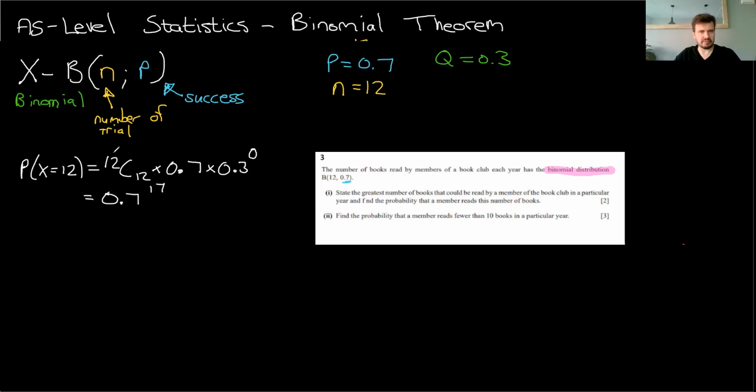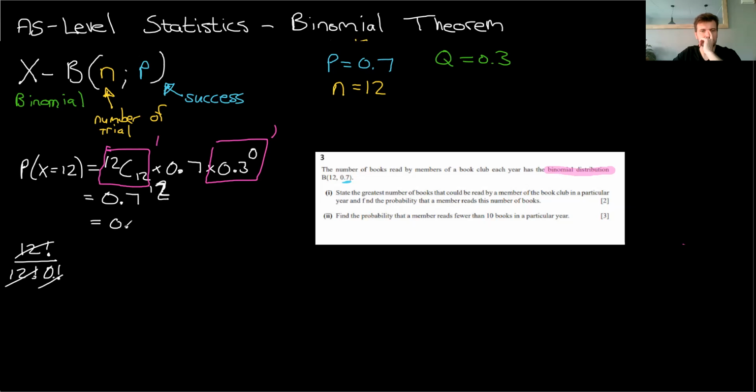Remember from the last question, this 12 choose 12, when you put that in your calculator, it becomes 1, because it's 12 factorial over 12 factorial times 0 factorial, since 12 minus 12 is 0. We know that 0 factorial is 1, so this all cancels to 1. The things that I'm circling become 1, and so it ends up being just 0.7 to the power of 12. Can we put that in our calculator? Yeah, and you get 0.0138.